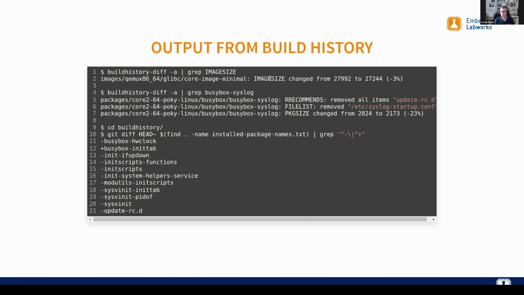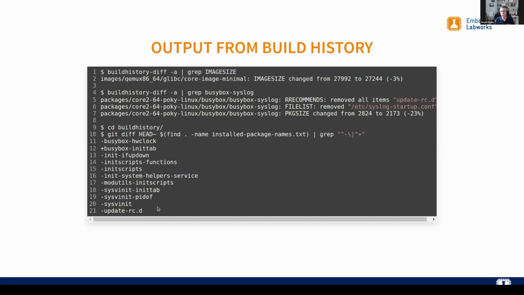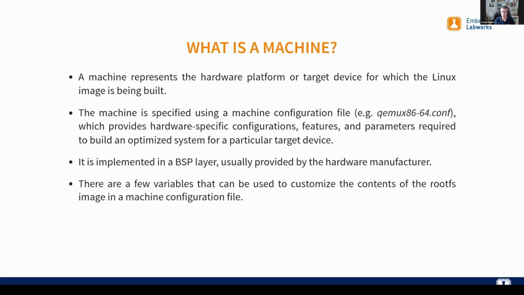So here we can see we decreased the image in just 3%. We can also see the changes in the packages, which is nice, right? So we can see that basically the main change here was that we moved from sysvinit to busybox init. We're gonna use this in the rest of the presentation. So we have now our custom small distro.